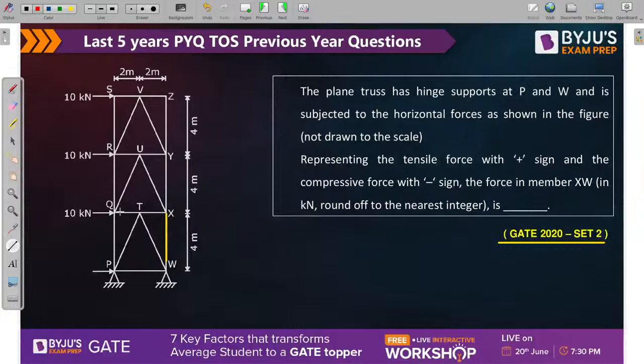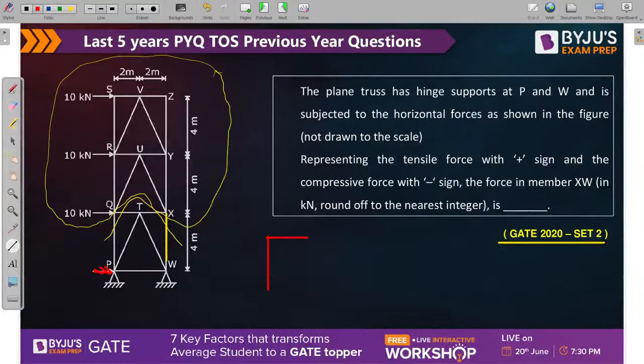Kindly see this guys, there are 2 options to solve this problem. Either you can find the vertical reaction, horizontal reaction, and etc., then you are able to solve the problem, right? Otherwise what I can do, I will cut a section like this, and I will take the upper part of the structure for my analysis purpose. Okay, then we are able to get the answer quickly. Okay, so let me show you that guys how we can solve it. Kindly observe this, you are able to understand it.